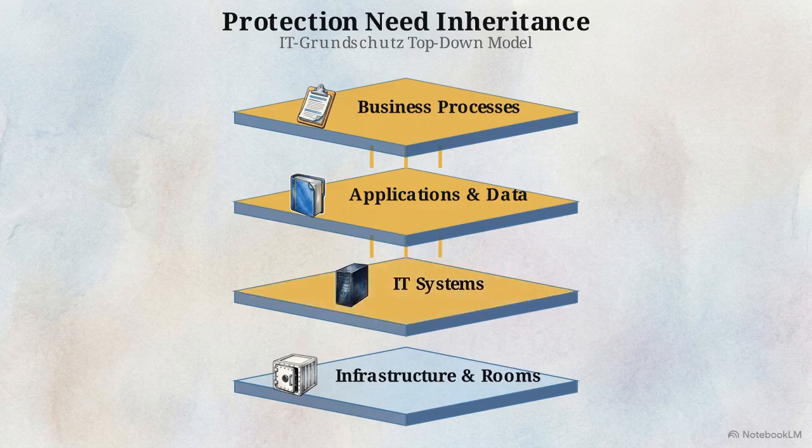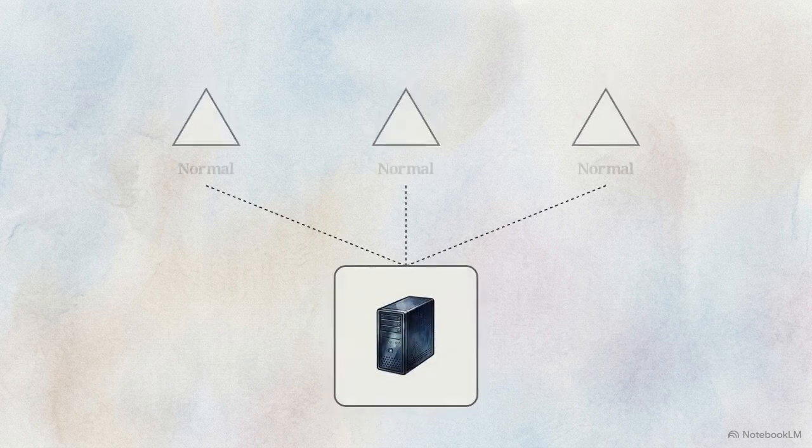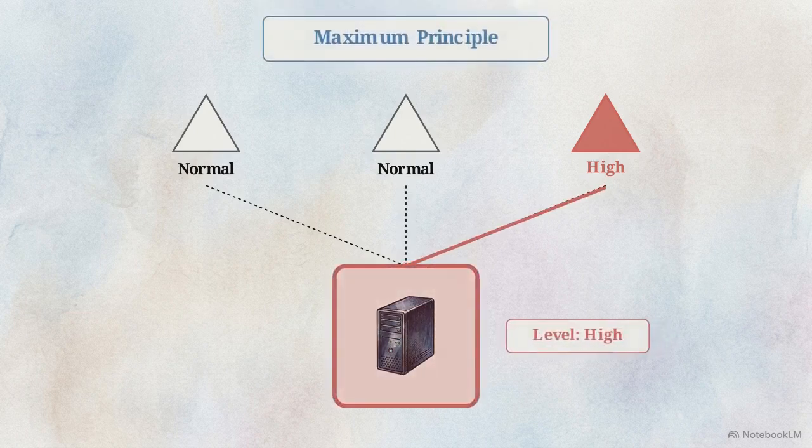Only then do the IT systems and the physical rooms inherit their required protection levels. A server is only as critical as the specific applications it supports. When multiple applications share a single server, the system automatically inherits the highest requirement of any hosted application. This is the maximum principle. One highly sensitive app elevates the entire machine.